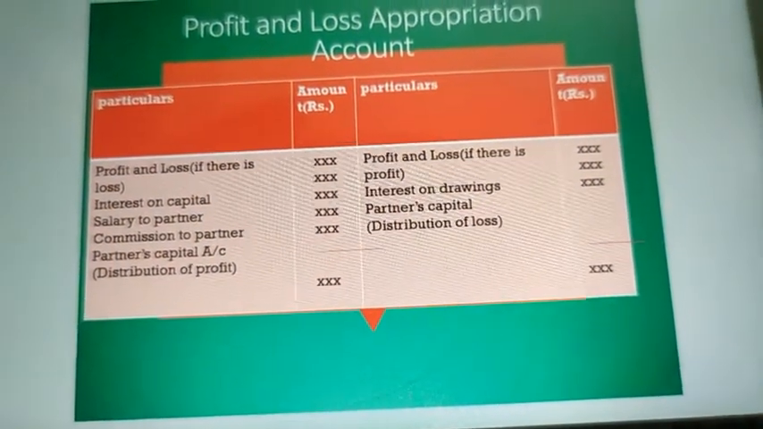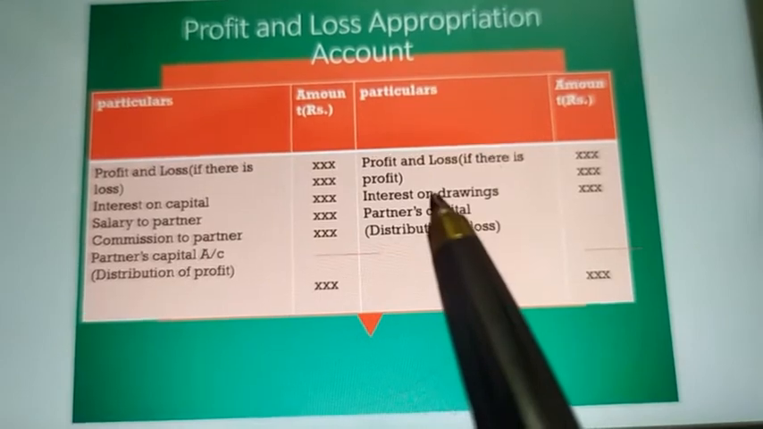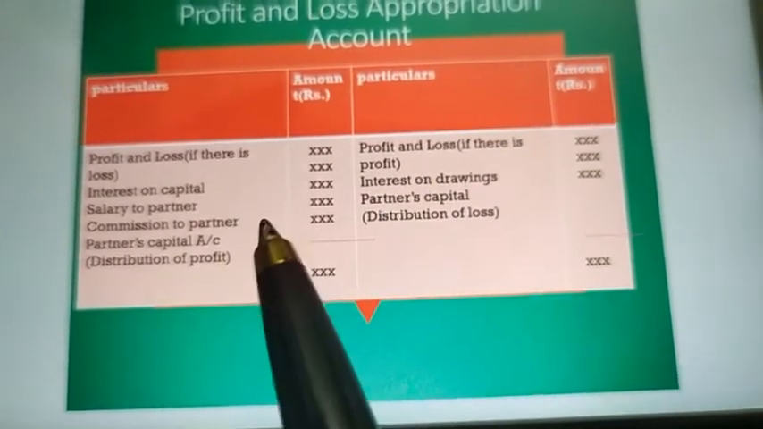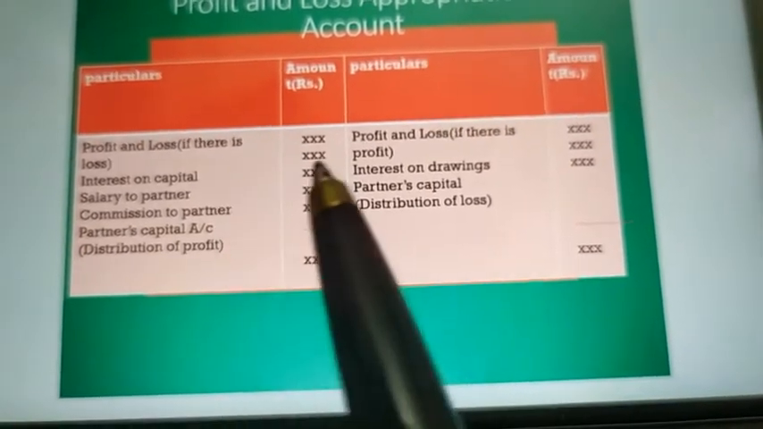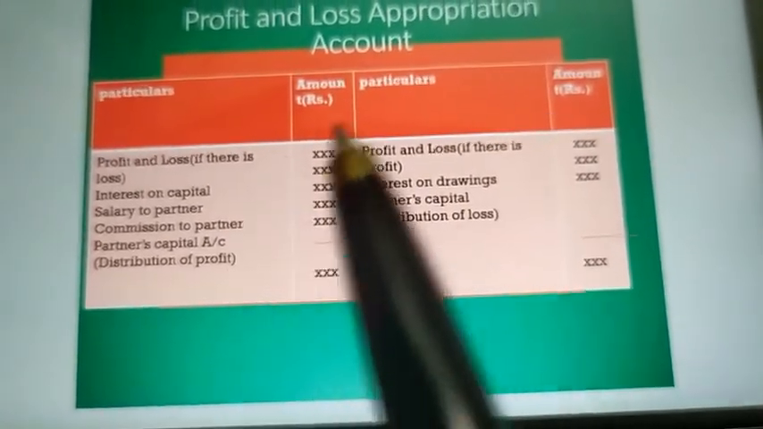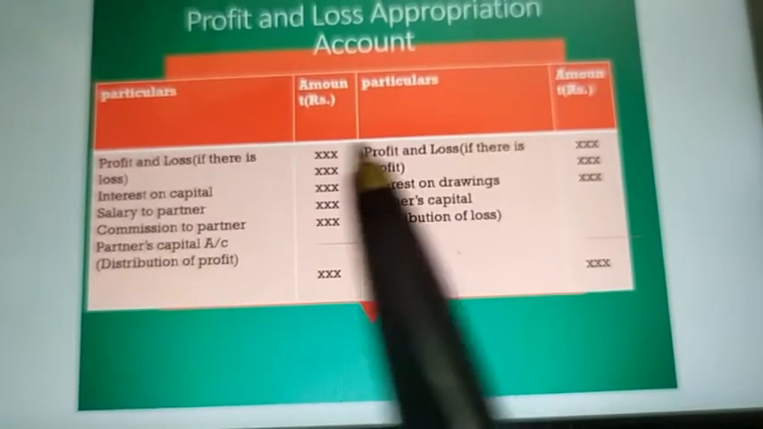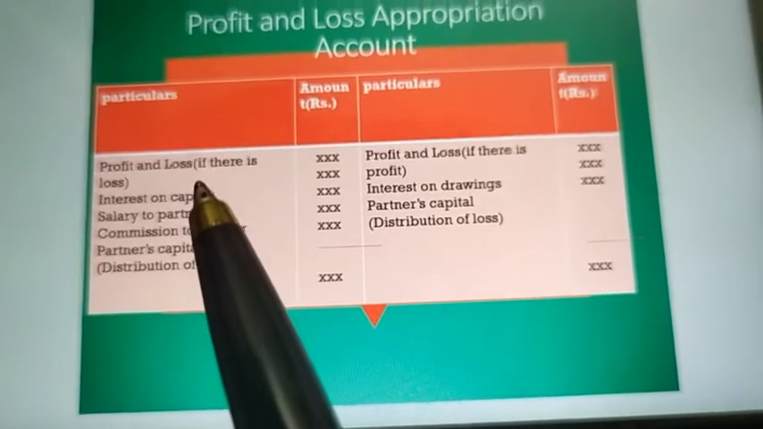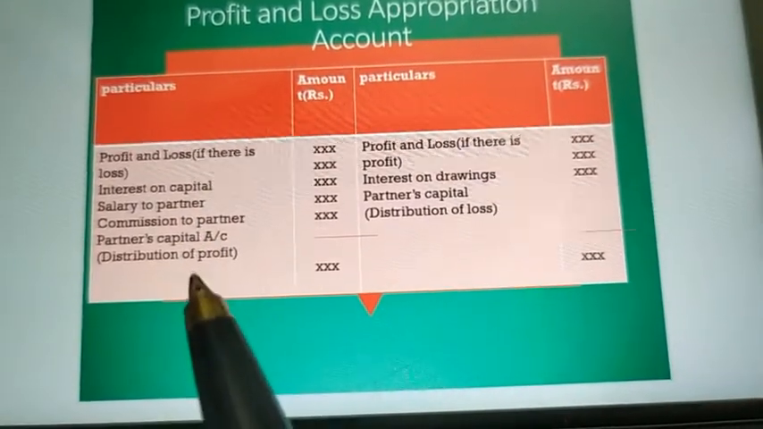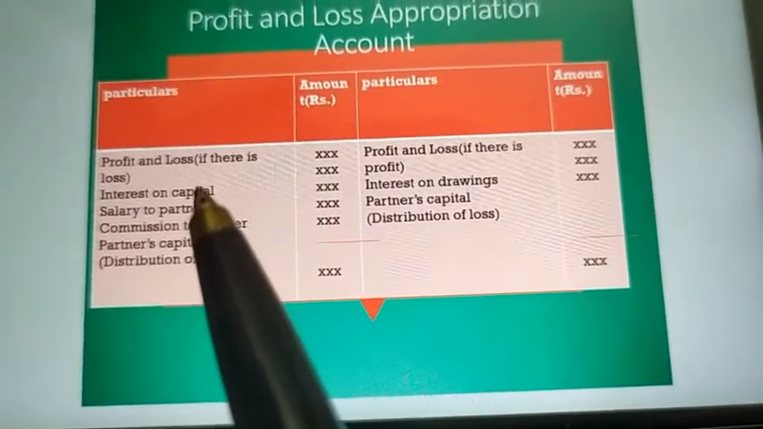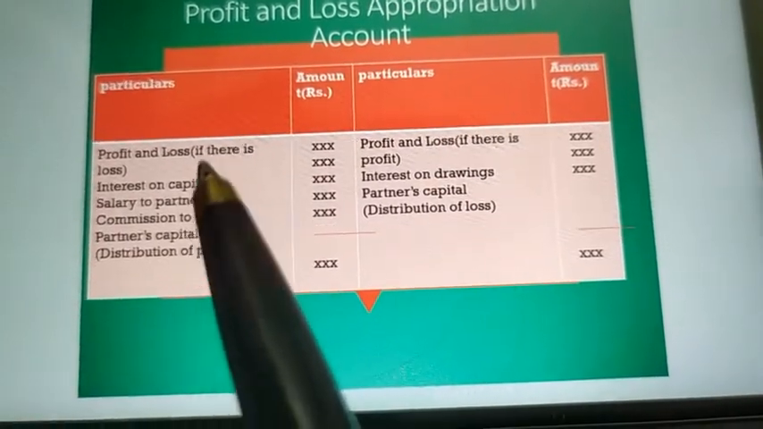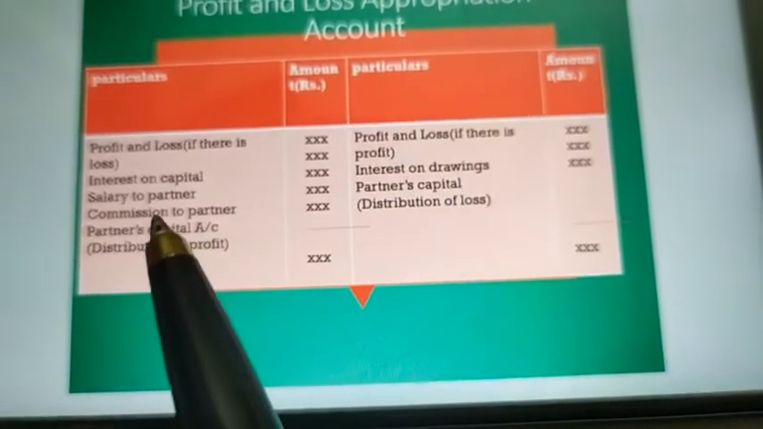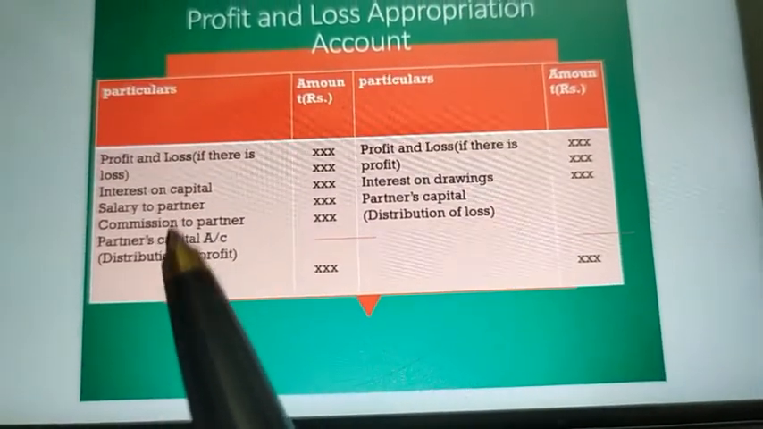then you are going to appropriate the profit. Whatever the firm will be paying to the partners, or what the partners are entitled to as per the partnership deed, all those will be debited to this account. Why debited? Because all this entitlement to the partners will be a charge to the profit. So from the profit, these will be paid to the partners.